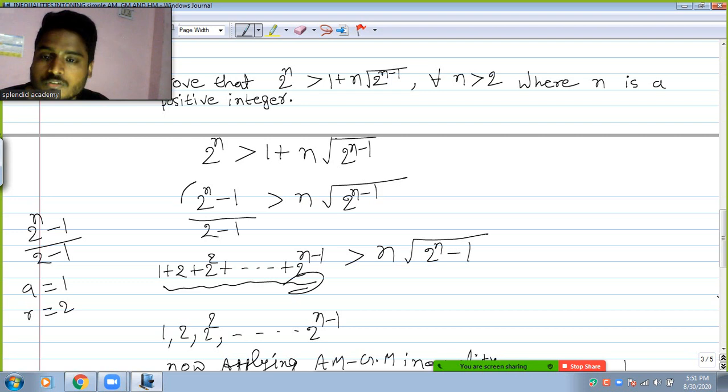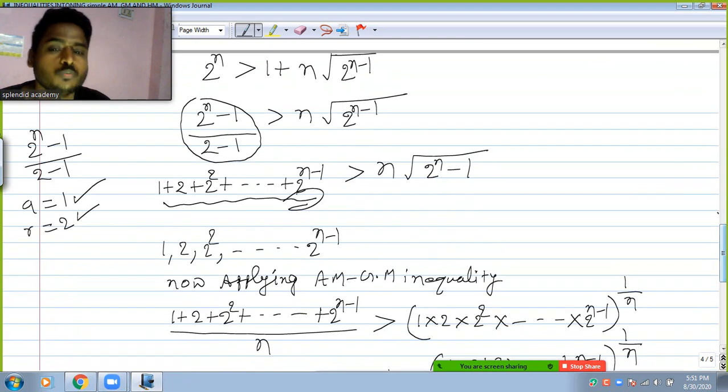Now if I observe this expression, it is nothing but a GP having number of terms n, first term 1 and common ratio 2. So this expression represents the sum of n terms of a GP which has first term 1 and common ratio 2. So I can write this as 1 plus 2 plus 2 square plus and so on plus 2 to the power n minus 1, right? So now we have the question like this.